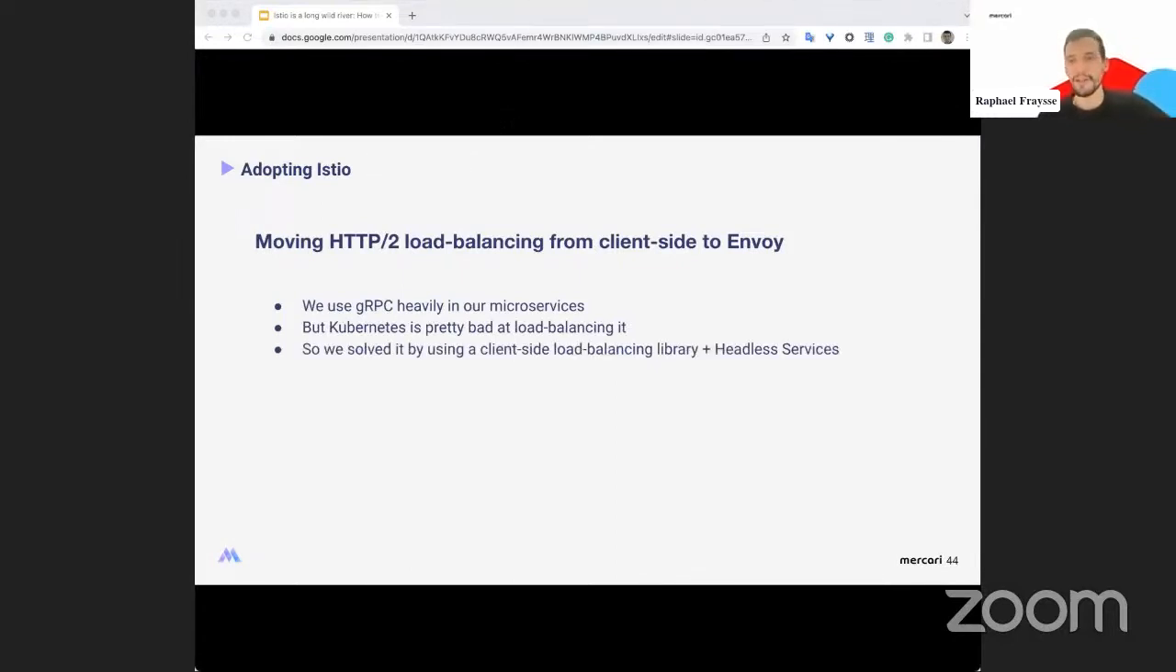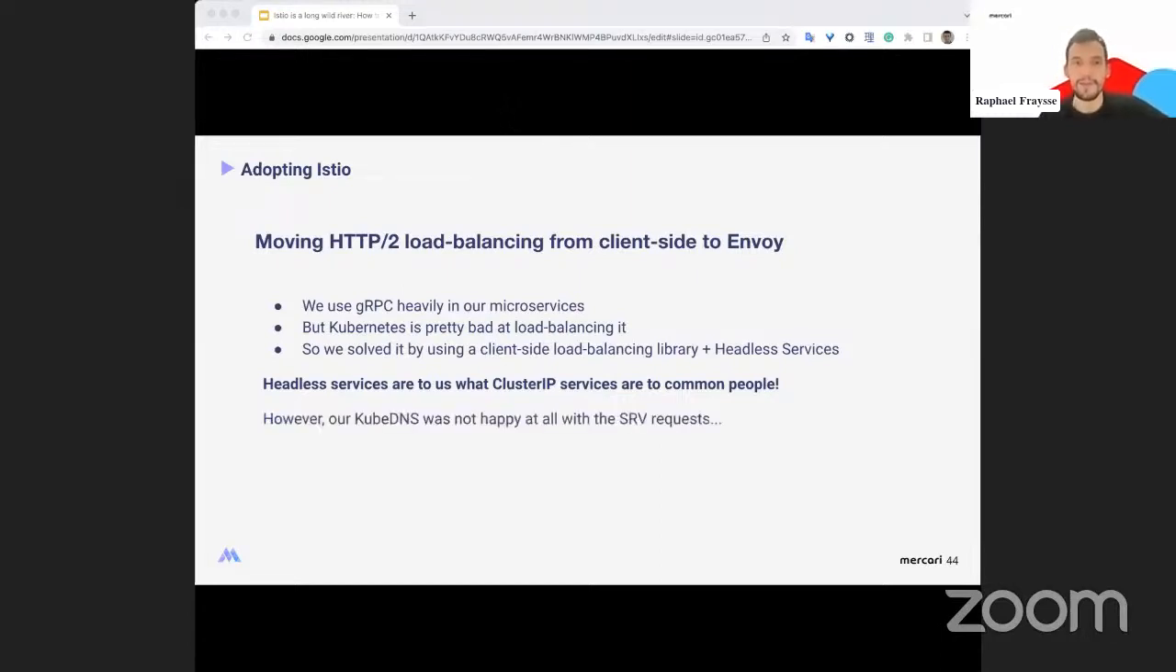So we were using a client-side Golang-based load balancing library and using headless services to get the records for all the destination services. And for us, headless services are kind of what cluster IP services are to common people. And kubedns is really not happy at all with SRV requests that are generated by headless services. And we had a lot of DNS troubles as well from overusing headless services.